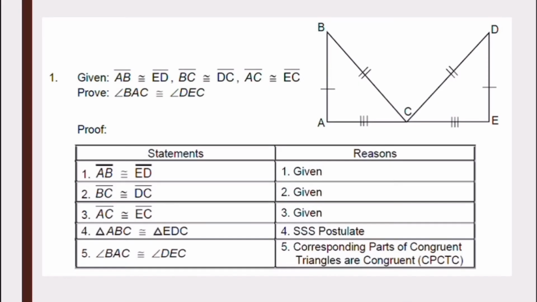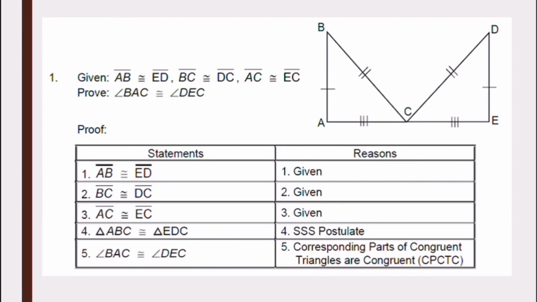For our first example, the given is line segment AB is congruent to line segment ED, line segment BC is congruent to line segment DC, and line segment AC is congruent to line segment EC. So let's prove that angle BAC is congruent to angle DEC. We have our first column, which is the statements, and the second column is the reasons.